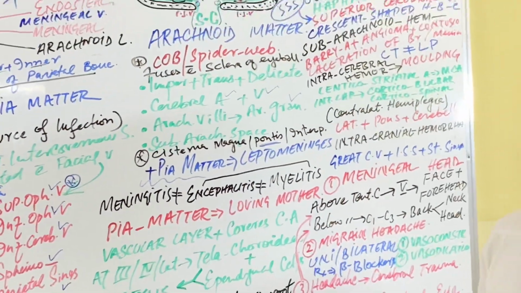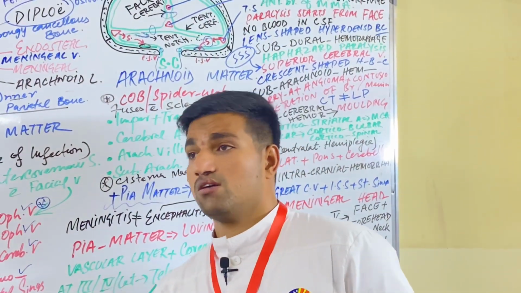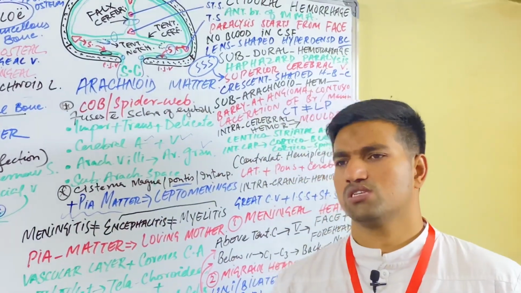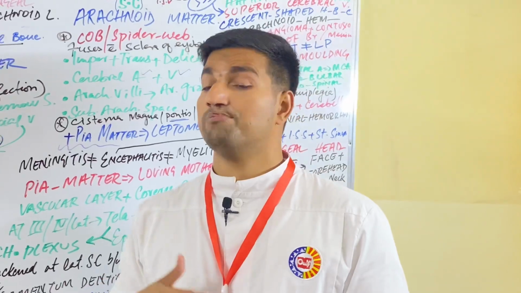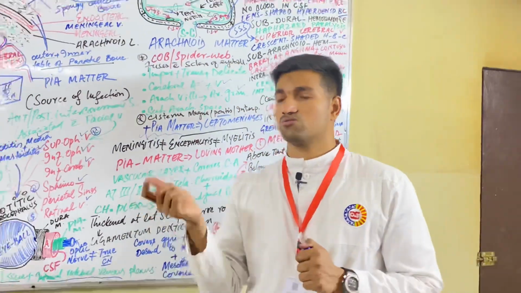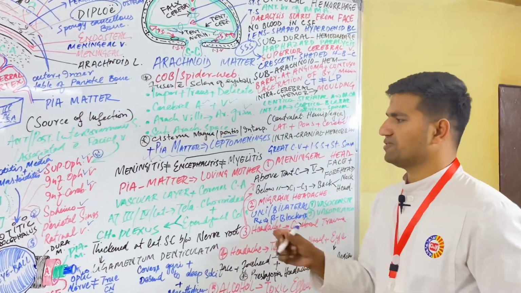If there is infection of the meninges, it is called meningitis. If there is infection of the cerebral cortex or cerebral tissue, it is called encephalitis. If there is infection or inflammation of the spinal cord, it is called myelitis, and inflammation or infection of the spinal cord plus brain tissue is called encephalomyelitis. These are a few terminologies we have discussed.